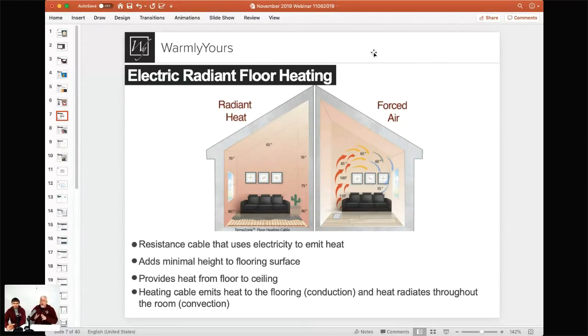But we're not really always talking about hot air. We're talking about warmth from far infrared waves. Those far infrared waves go wherever they can reach. If you take a look at the radiant heat shot on the left, you can see that the warmth is coming from the floor. If you take a look at the room on the right, you'll see where the hot air goes straight up to the ceiling, and then as it cools, it comes back to the floor.